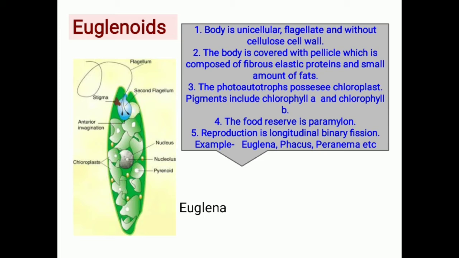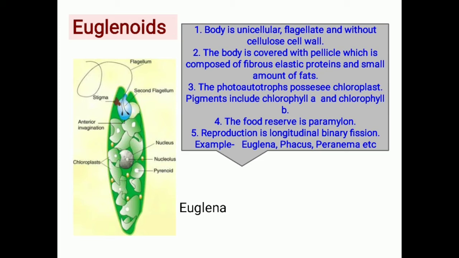So here a very important point to be kept in mind is that these are the connecting link between the plants and the animals, as euglenoids have both the features of plants and animals. The plant feature is the presence of the chlorophyll pigments in the chloroplast, and the animal feature is the absence of a cell wall. Otherwise, the rest of the characteristics, that is the reproduction, it is generally asexual, the binary fission one. Then the body is covered with a pellicle which is made up of the fibrous elastic protein.